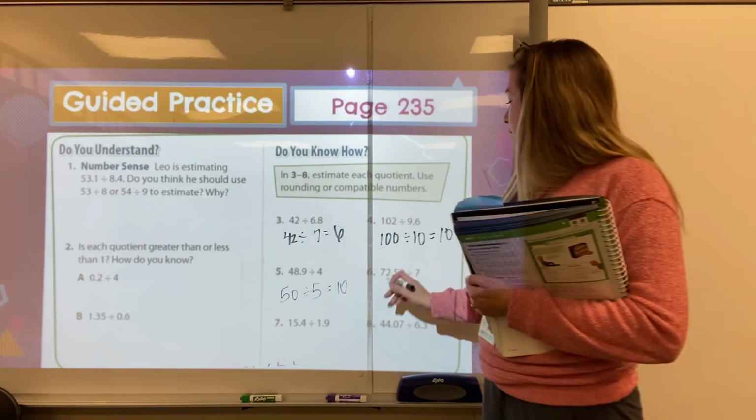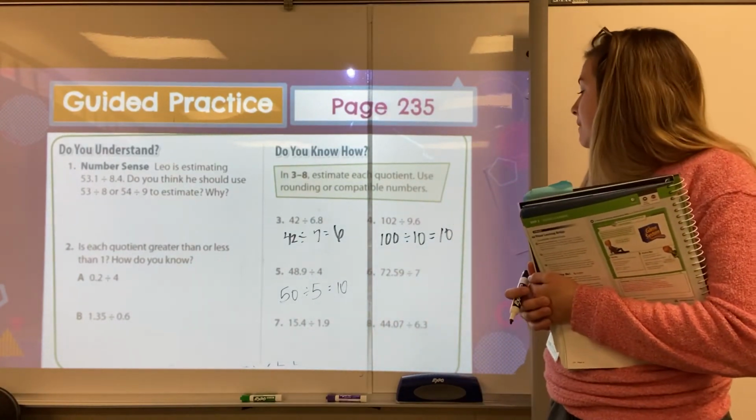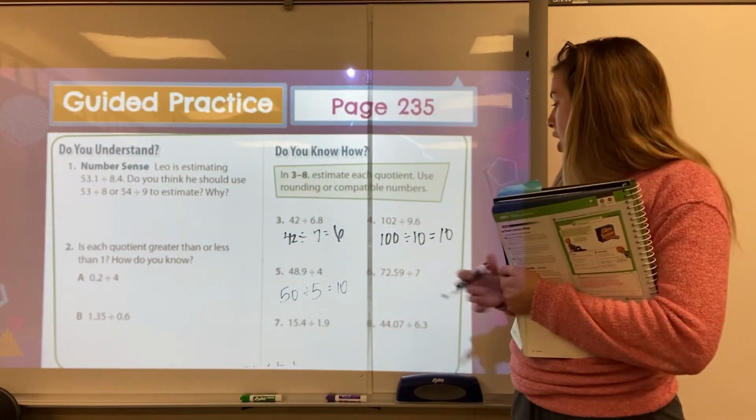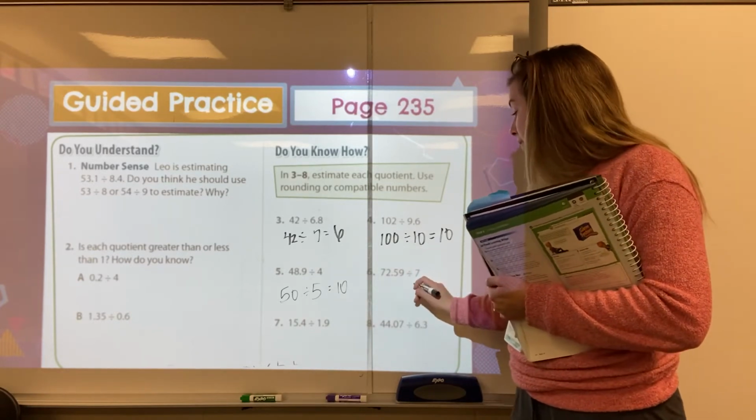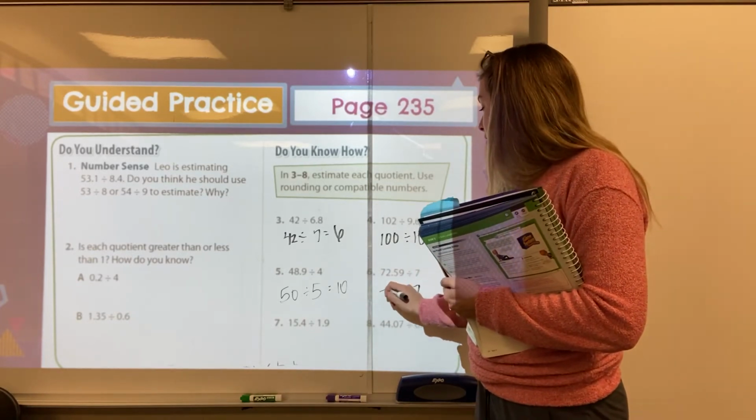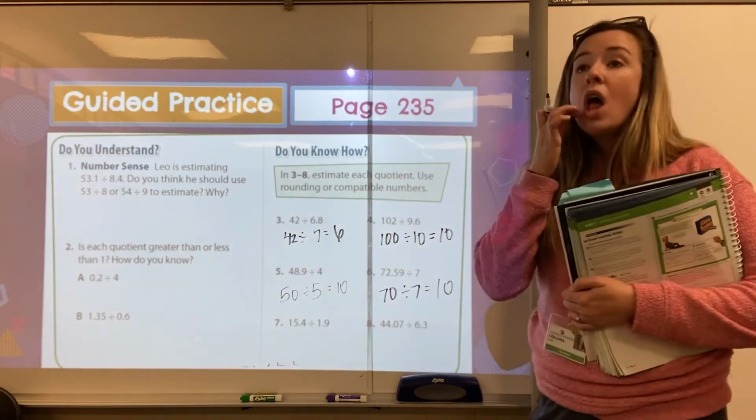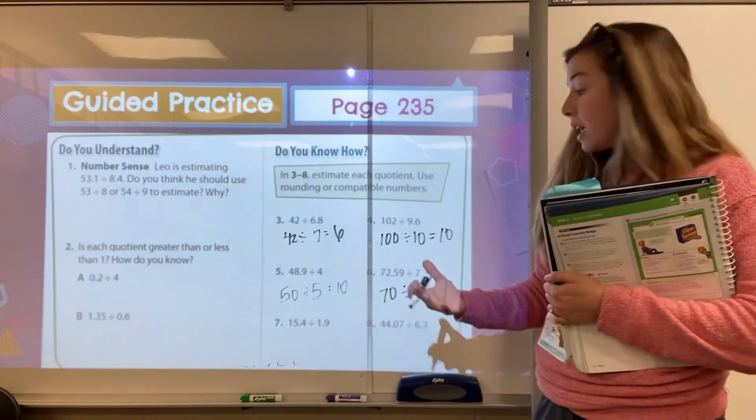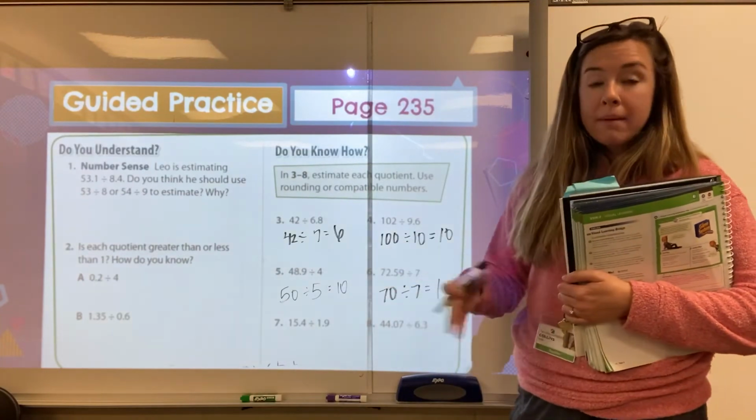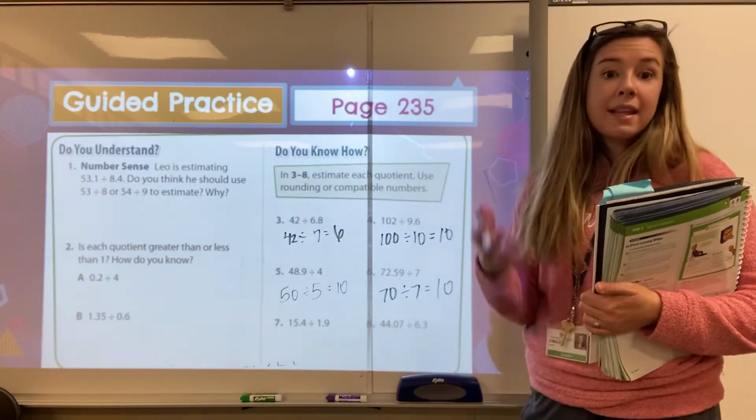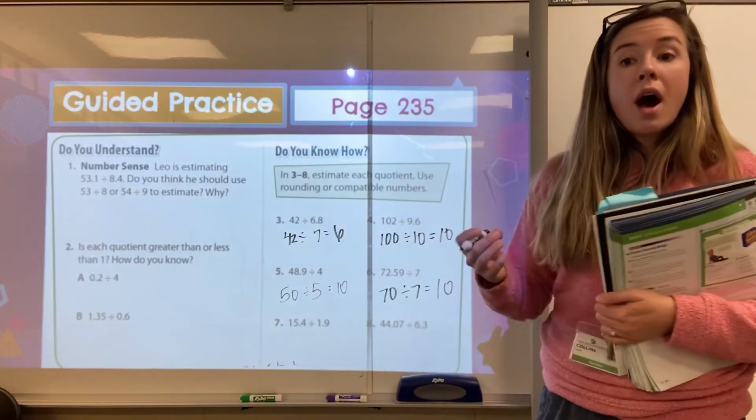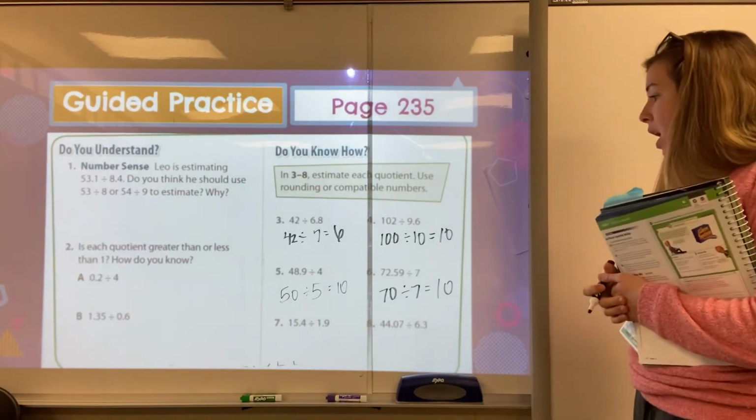This one, we have 72 and 59/100 divided by 7. So I think we could leave this 7, honestly, and round that down to 70. 70 divided by 7 is 10. The whole point of rounding here is to try to make it a problem that you can do in your head, that you can do with a multiplication chart pretty quickly and simply.